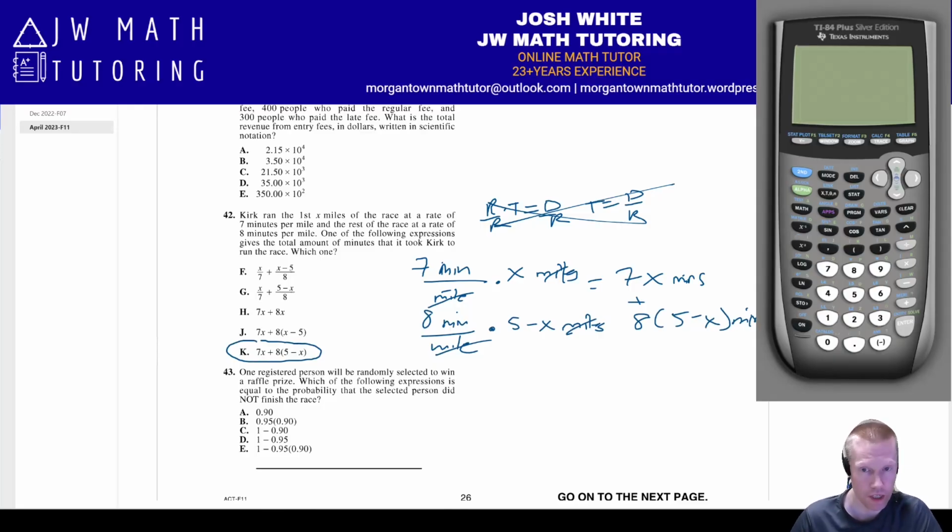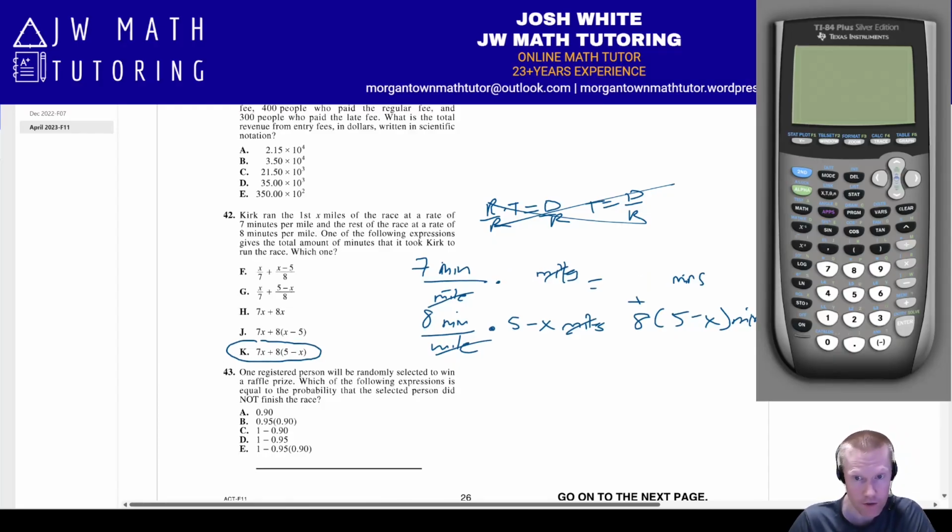Now, here is how you could do this by doing picking numbers. I let x, the number of miles for the first segment when he ran at a slower rate, be 3. Basically I just plugged in 3 and that gave me 21 minutes. That meant that for the rest of the race, which is 2 miles, total time worked out to be 16 minutes.